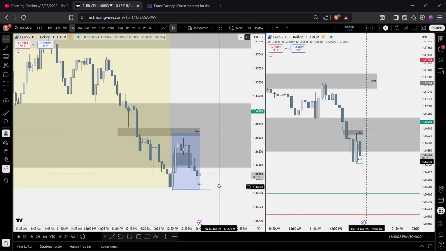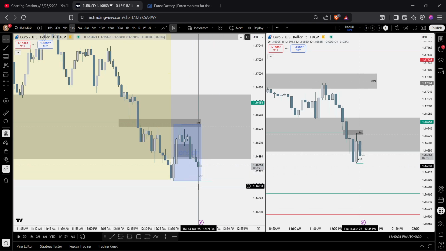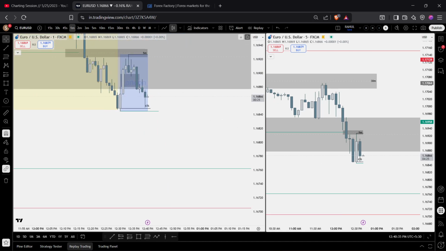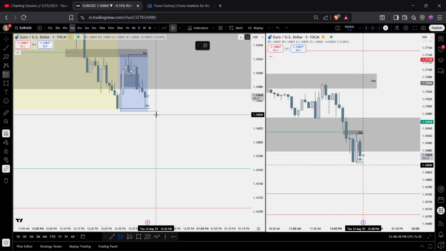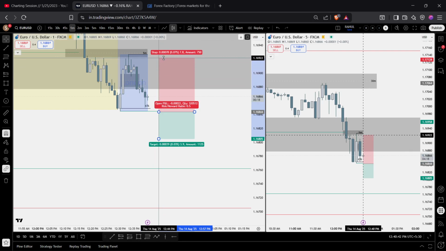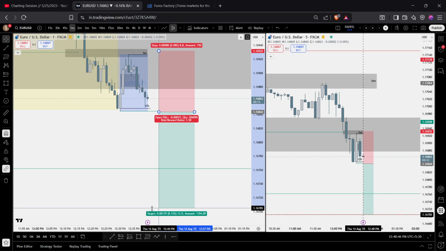I'm going to be expecting manipulation to happen. The only thing that I need to see is displacement. If I do get a displacement, let's see my target. Okay, let's say I'm taking somewhere here. So the final sell is here above this high. Target is here at 1.5.